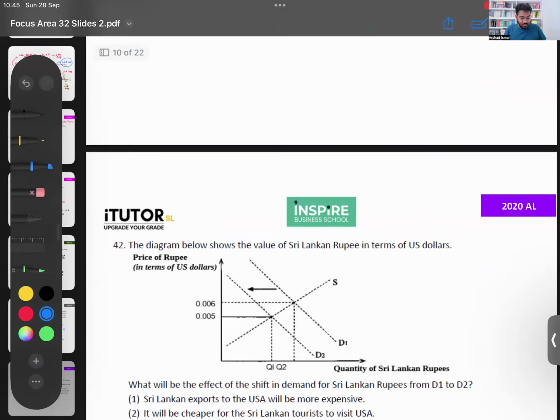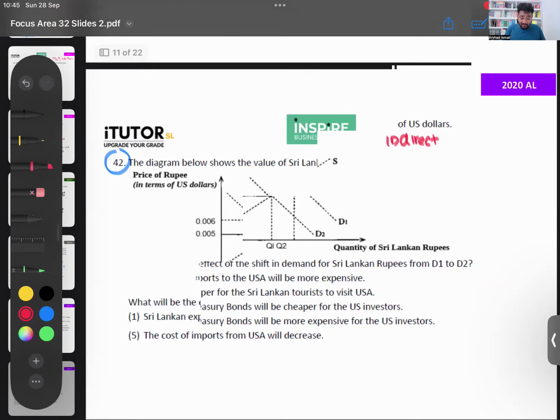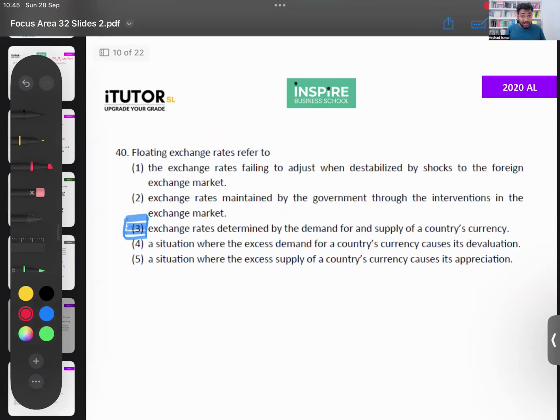Done. Then 2020 question number 42. They're saying the diagram below shows the value of the Sri Lankan rupee in terms of dollars. Is it a direct or indirect quotation? This is indirect. Even if you look at the numbers, you can see it's an indirect quotation. Now what has happened here? The demand has come down. They are asking what will be the effect of the shift. They are not asking why the demand came down. They are asking what the effect of it is.